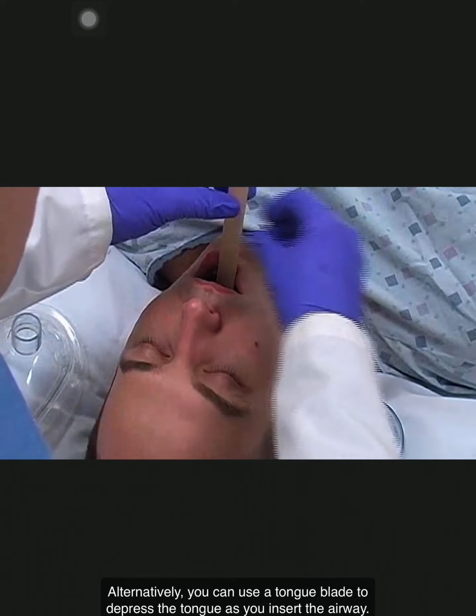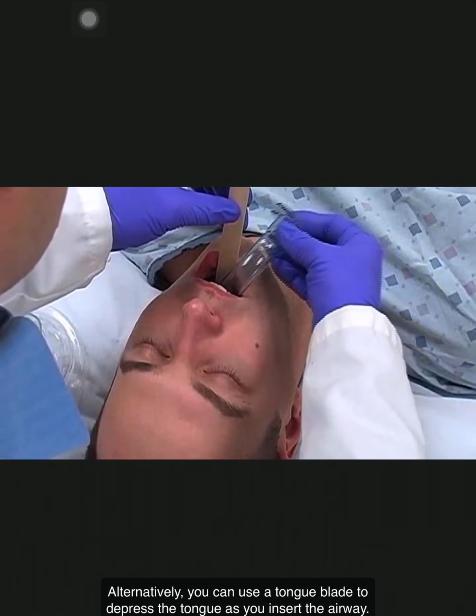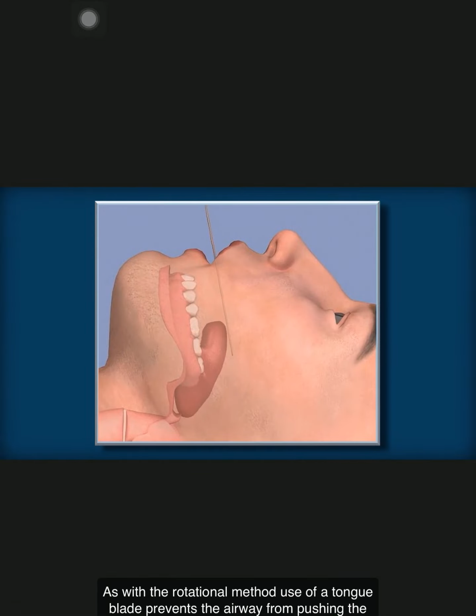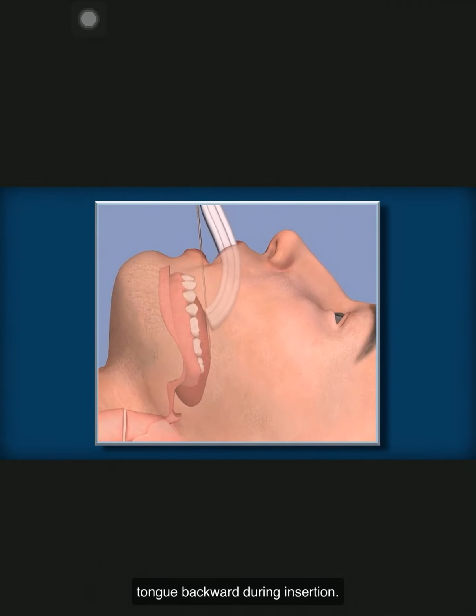Alternatively, you can use a tongue blade to depress the tongue as you insert the airway. As with the rotational method, use of a tongue blade prevents the airway from pushing the tongue backward during insertion.